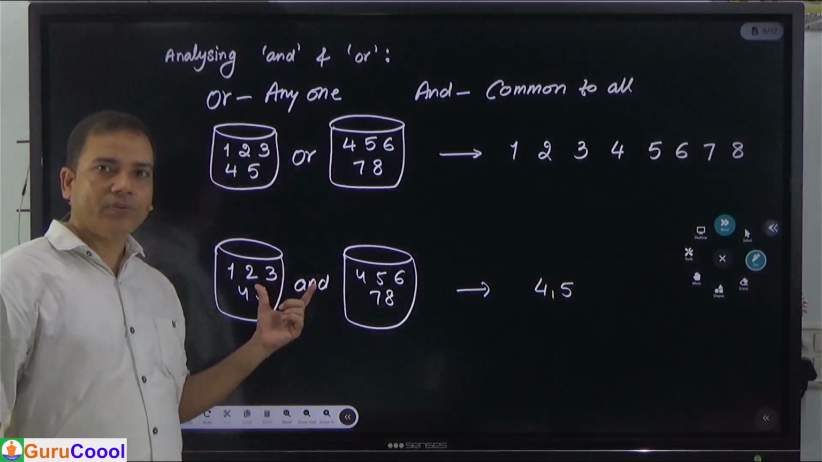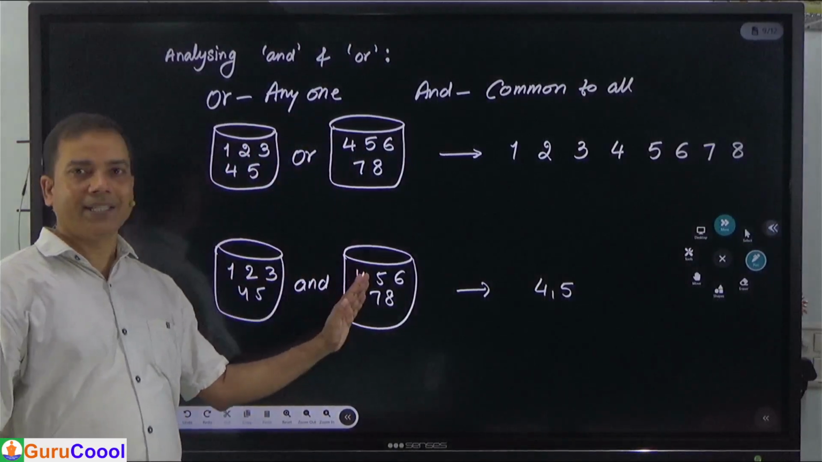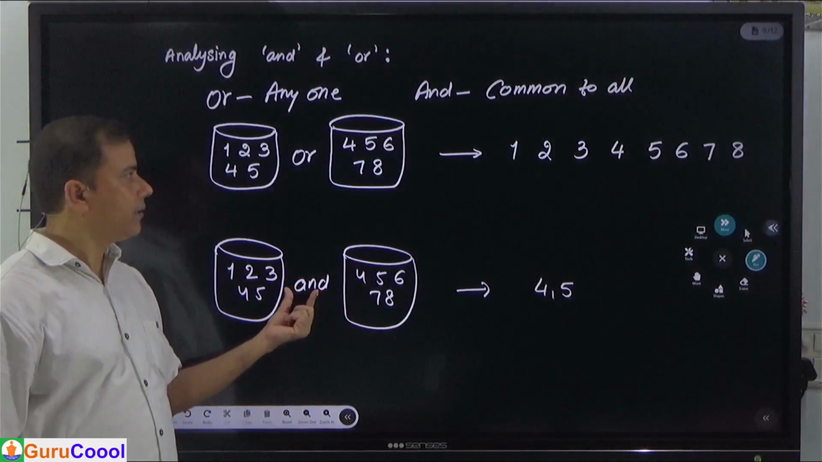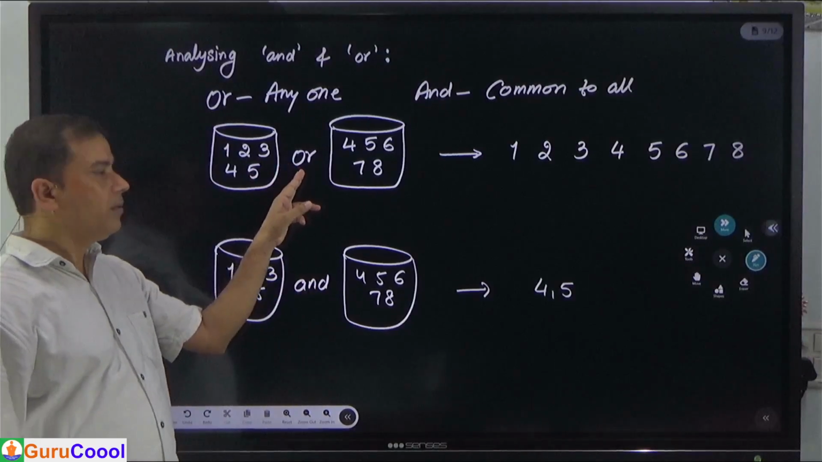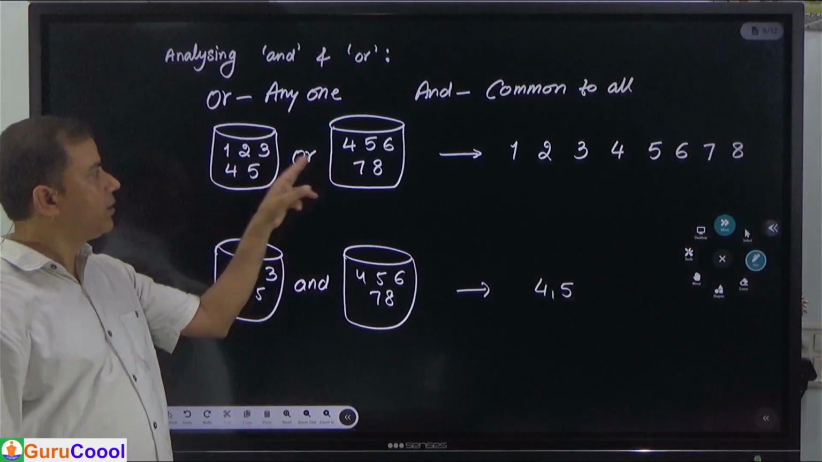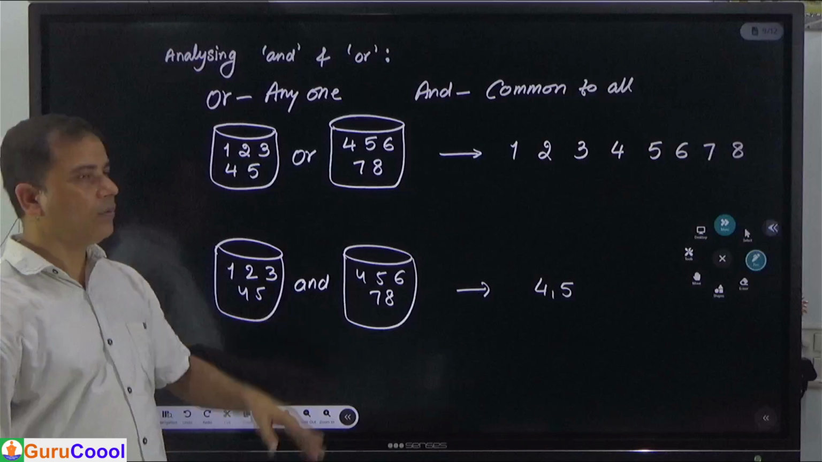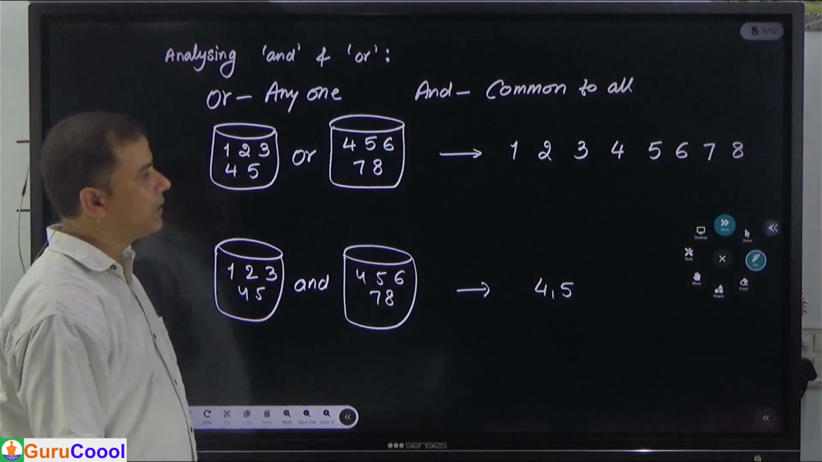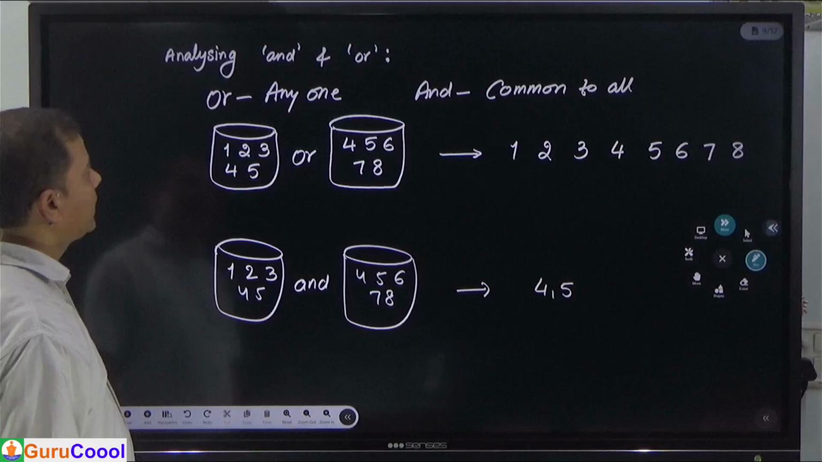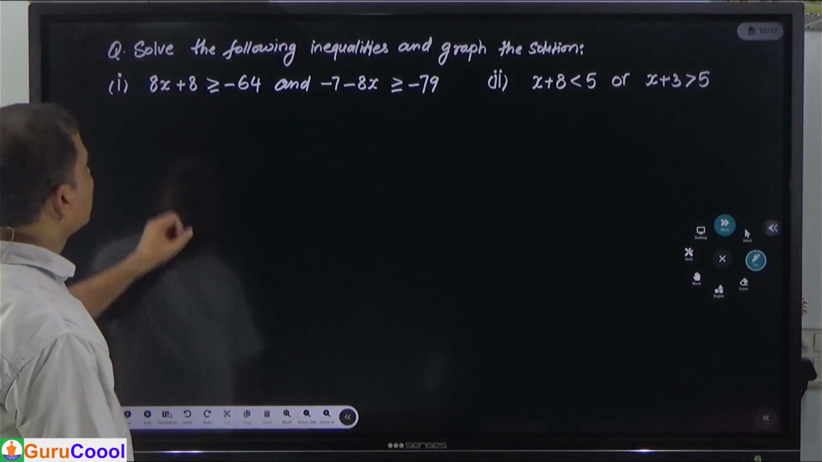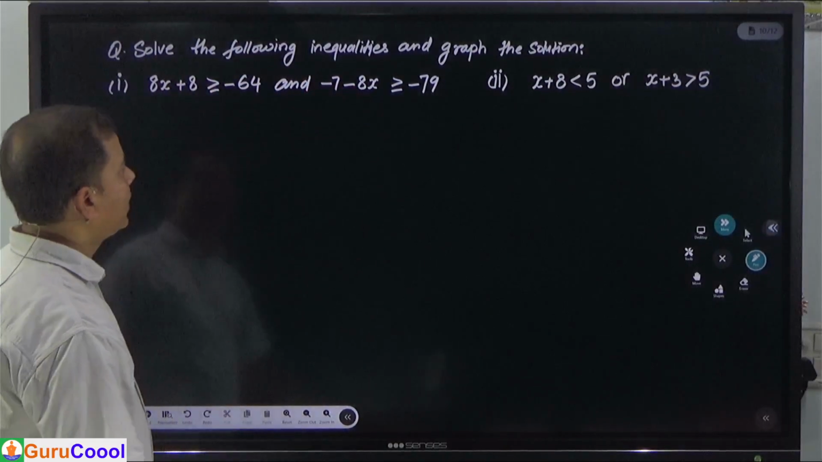So those numbers which are common to both boxes are considered in the word and. When it is or, you can consider any of those numbers, anyone from here or anyone from here. This is the basic difference between the word and and the word or. So now we have 2 more inequalities to solve.